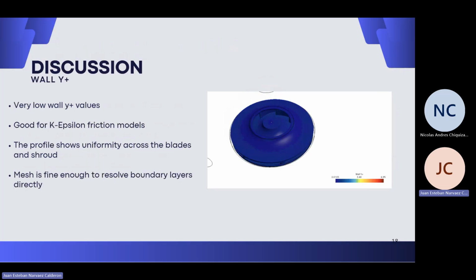Now, as to the wall Y plus, there are very low Y plus values across all of the impeller on both the blades and the shroud, which means the K epsilon model will have a much easier time running and simulating everything, and it is fine enough to resolve boundary layers without needing any extra steps.